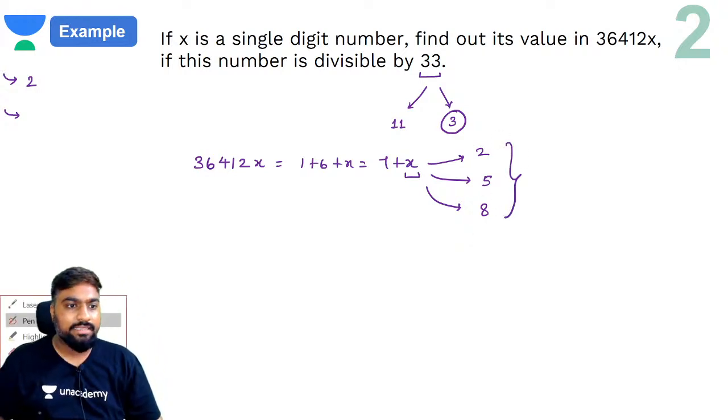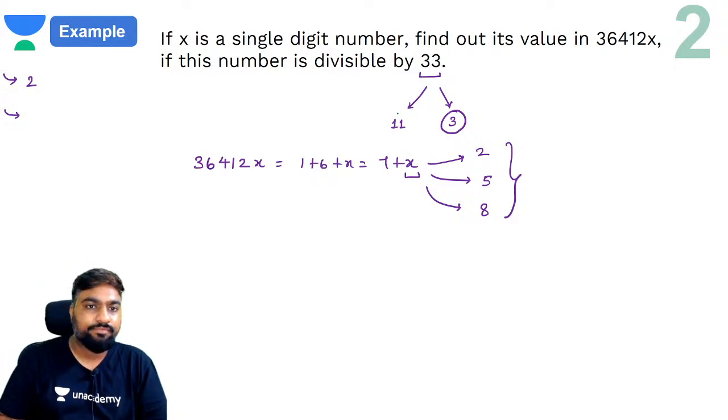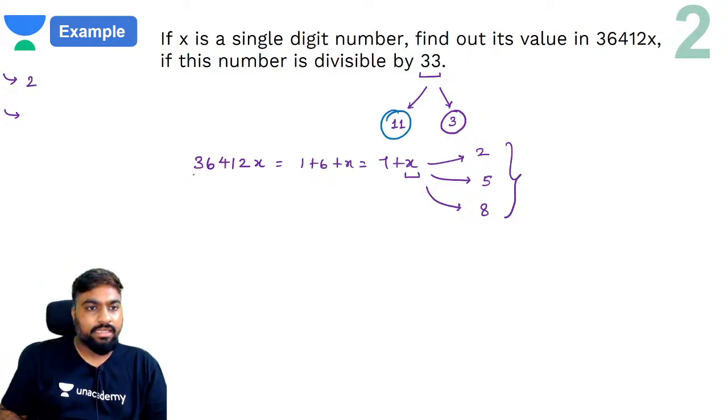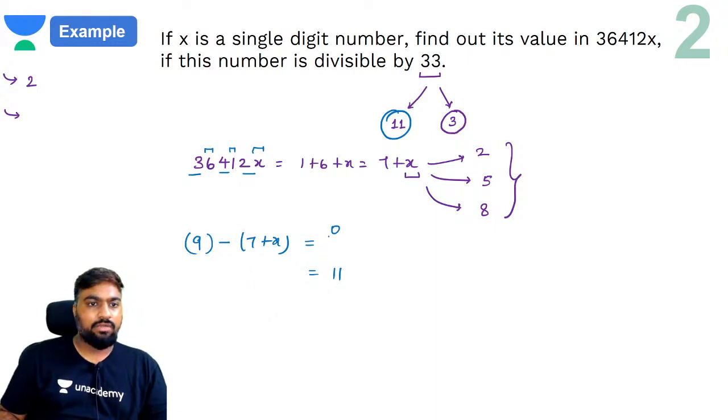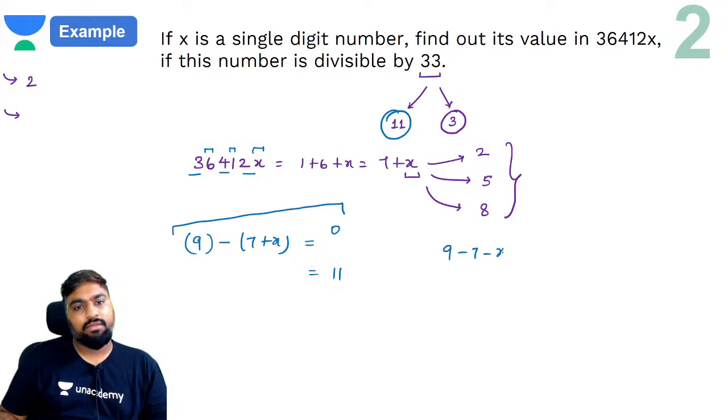The next thing to check would be what? With 11. So what do I do? Take the even and odd positions. 3, 4, 2. That is 7 plus 2, 9. Minus 6, 1, x. That is 7 plus x. This should either be equal to 0 or equal to 11. If I take this equal to 0, I'll get 9 minus 7 minus x equal to 0, or x equal to 2.